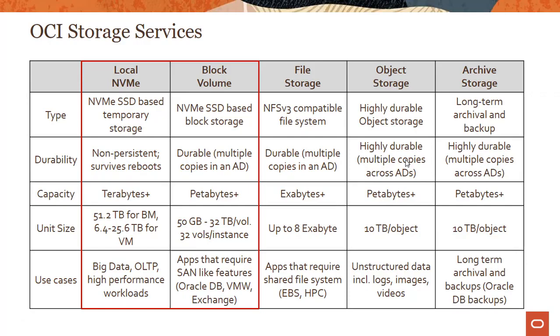Before we dive deeper into block volume and local NVMe storage, let's look at the gamut of storage services supported across the OCI platform. Starting on the left-hand side of this table, we have local NVMe, block volumes, file storage, object storage, and archive storage. This is the whole gamut of storage services supported by the platform. Why do we have so many services? Well, these are tied to the use cases or requirements customers have, and each of them has specific use cases and specific characteristics. So let's look into this really quickly.